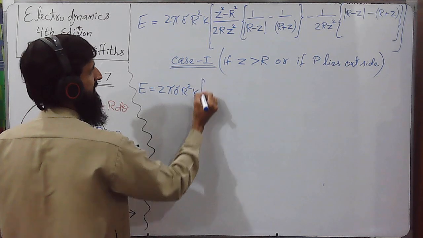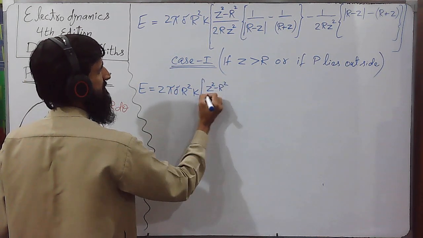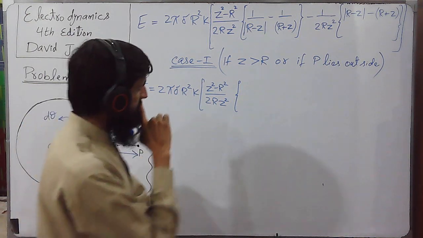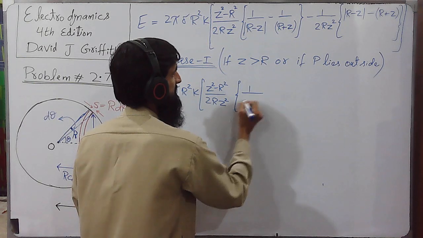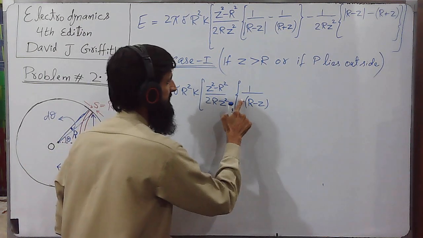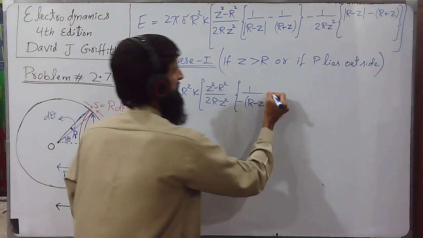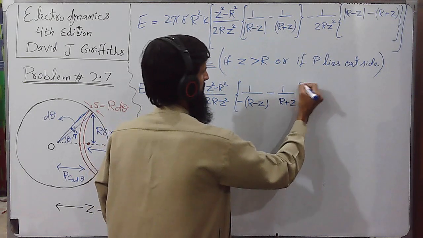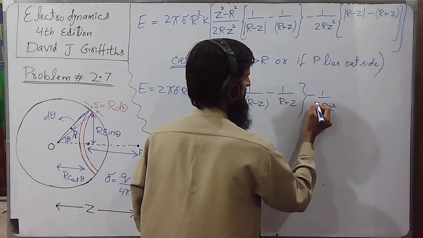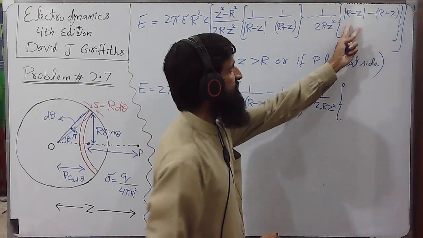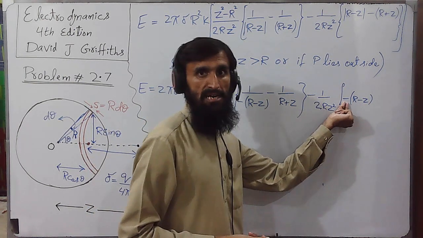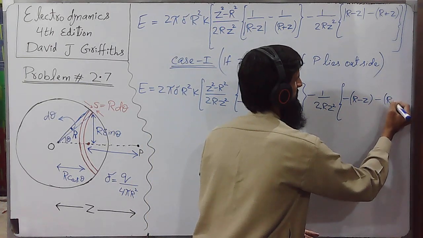square k, and this z square minus r square over 2 r z square is written here as it is. And now if z is greater than r, then definitely this mod function will be expanded as r minus z with negative sign outside the bracket, and 1 over r plus z definitely will be written here as it is, and again 1 over 2 r z square will be written here as it is, 1 over 2 r z written here as it is, and again once again this mod function will be expanded as r minus z multiplied by this negative sign, and again the next bracket will be written here as it is.